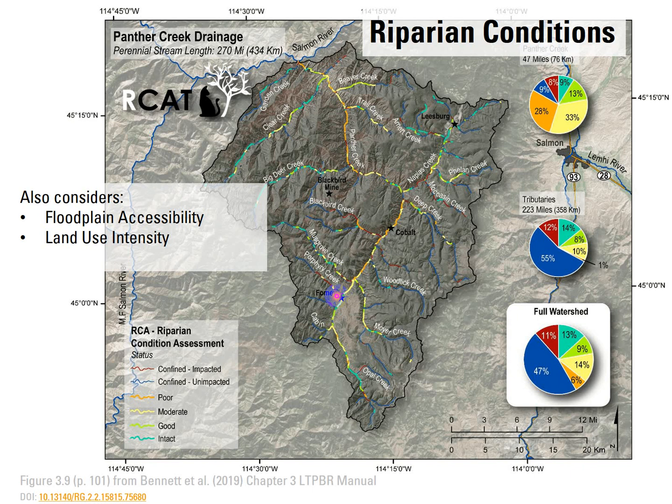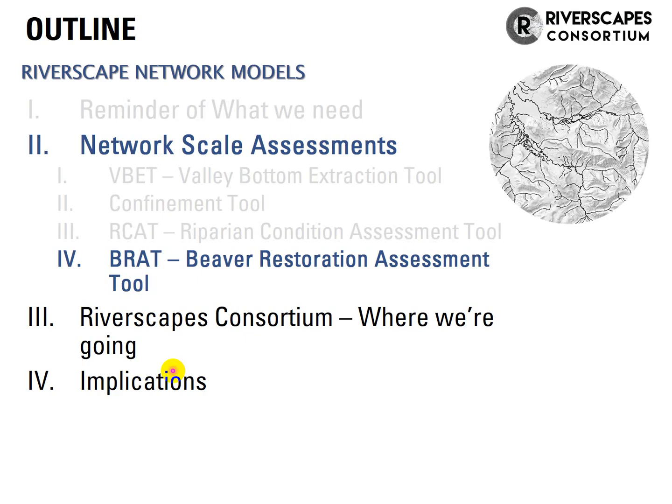And if you combine those three lines of evidence, riparian vegetation departure, the land use intensity, and then the floodplain accessibility, we can come up with an overall sort of score of riparian condition. And this is just an example of that. In the next video, we'll talk briefly about BRAT, and this is going to use similar evidence, but look at it very much from the perspective of the dam building activity of beaver.